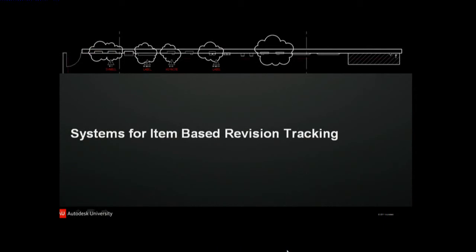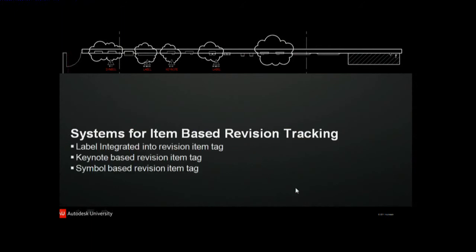So systems for item-based revision tracking. Again, this is where this will be departing from standard Revit tools, and there will be areas here where we're creating information that is divorced from the revision settings dialog box. So again, you need to be aware that you're doing that. You're creating an opportunity for uncoordinated information.